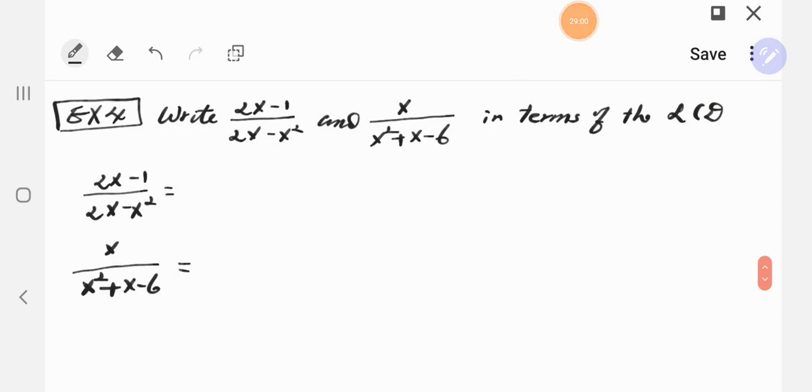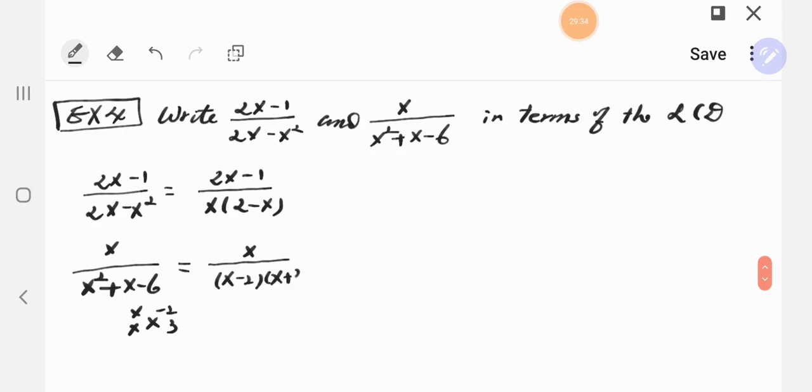Okay, let's write two expressions in terms of the LCD. So this one has the denominators. Why don't we factor the denominator? To find the LCD, let's factor the denominator. Then the common factor is x, so 2 minus x. Even the second fraction, factor the denominator: this is 2 times 3, x times x, 2 times 3, and the minus sign goes on the 4, so 3 minus 2 is 1. So there will be x minus 2 and x plus 3.